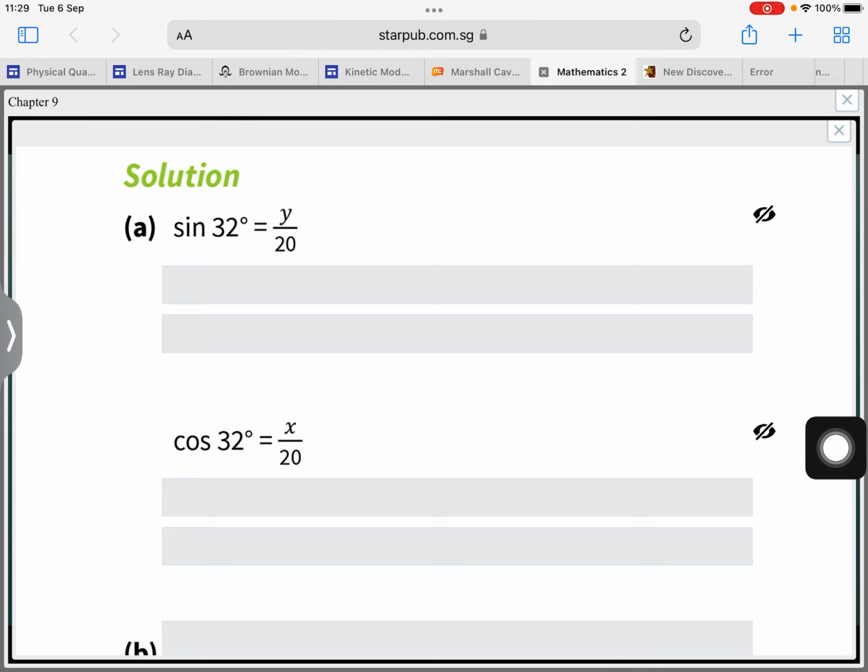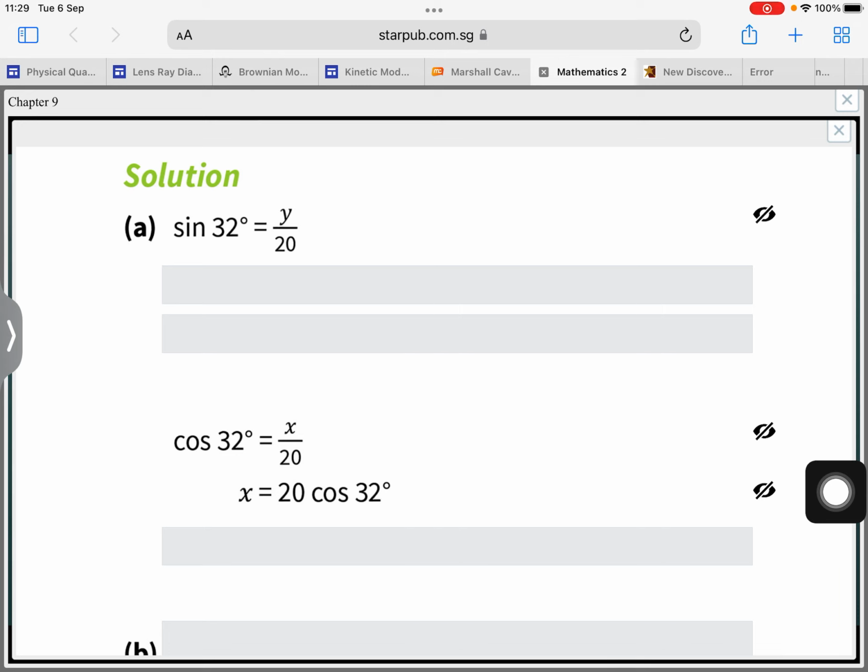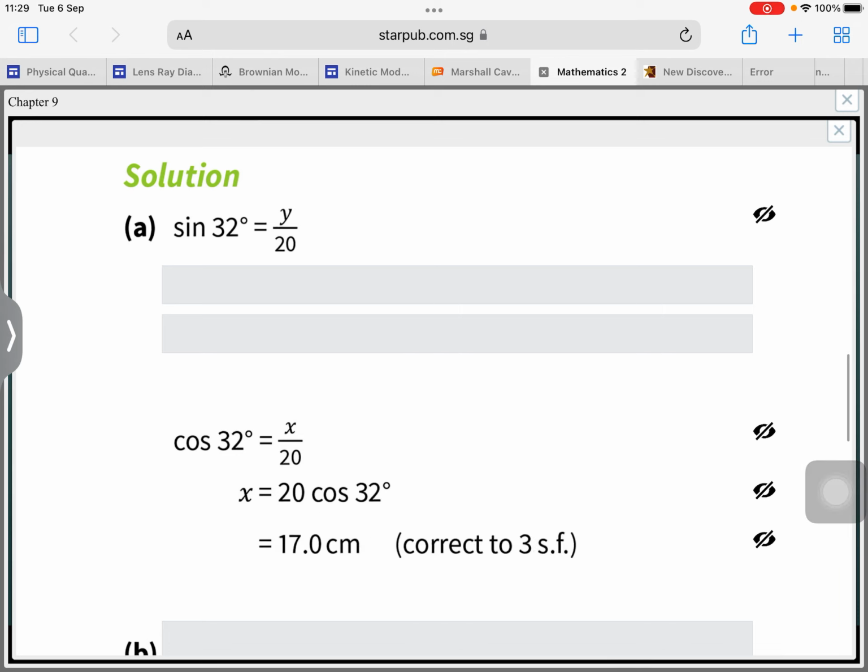Then all you need to do is to find X. So in this case, I'll multiply both sides by 20. So over here, 20 will disappear. X will just be equals to 20 times cosine 32. Okay, you should get 17.0 cm, correct to 3 SF.